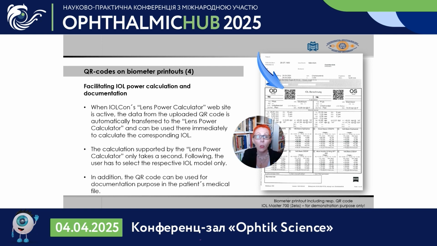So, how is this working? When IOLCon's lens power calculator website is active, the data from the uploaded QR code is automatically transferred to the lens power calculator and can be used there immediately to calculate the corresponding IOL. Such a calculation only takes a second. Following, the user just has to select the respective IOL model only. In addition, the QR code can be used for documentation purpose in the patient's medical file as well.